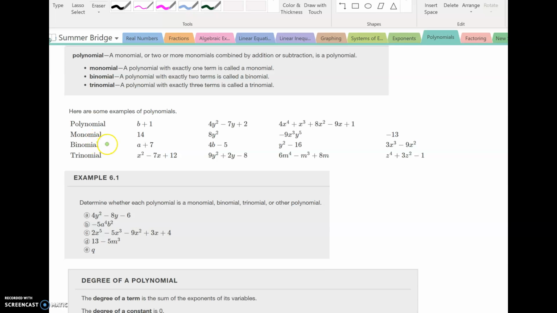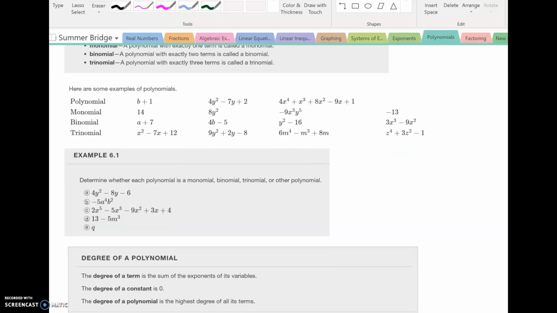Now a monomial only has one term. It's like 14, 8y squared, and negative 9x cubed y to the fifth. Now, even though there's two variables in there, this is still one term because everything's being multiplied with one another. I don't have any plus and then another variable. Whereas if we take a look at every binomial, I have two terms that are separated by either a positive sign or a negative sign. And really, we're talking about positive representing addition or negative representing subtraction. And then a trinomial also has 3 terms for all of these, okay?